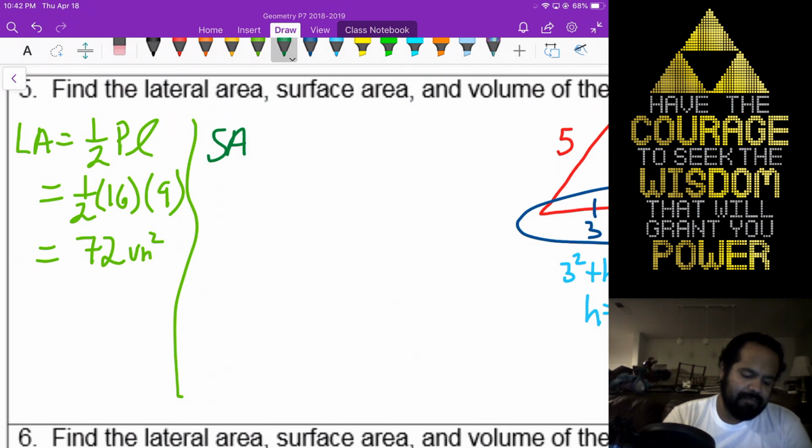Surface area, that's going to be lateral area plus there's only one base on a pyramid. So that's going to be 72 plus the 12 we calculated.